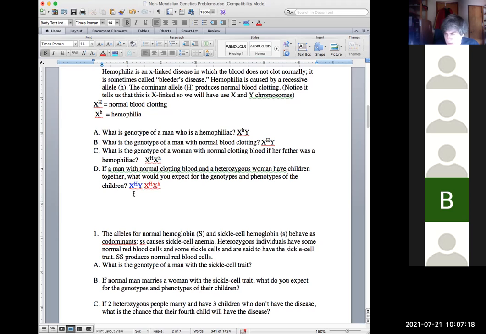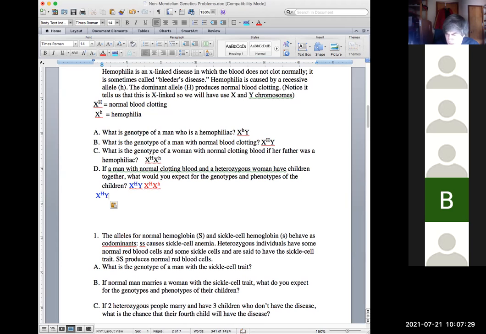Now, what type of sperm can the male make? Well, if we look at this male, he can make two types of sperm. Half of his sperm will carry big H. Remember, your sperm are always made in equal numbers, whatever the options are. Half of his sperm will carry the Y.